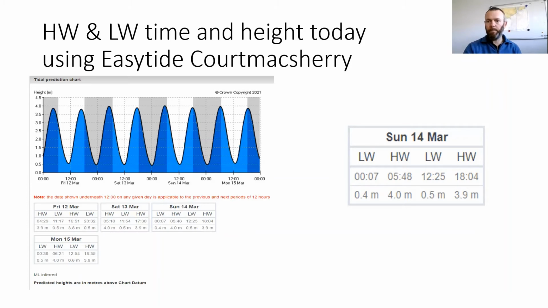So we need to pull out 3 bits of information from this. We need to pull out our high water time and height and write that down. So high water, 18:04, and the height is 3.9 meters. And the third bit of information we need is our low water height, 0.5 of a meter. Okay, so these are key pieces of information you pluck out of your tide tables.